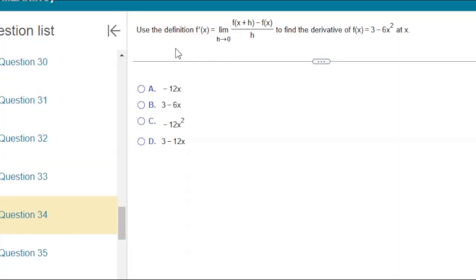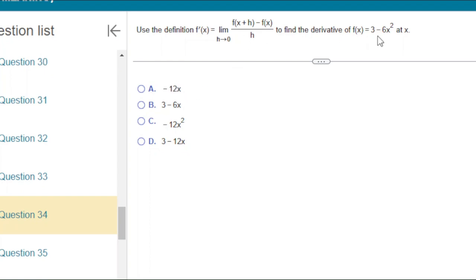By the way, there's another problem later on here. Use the definition f prime of x equals this to find the derivative of this at x. Well, you don't need to use the definition. If you want to just use the rules, that's fine. In fact, what is the derivative of this? Well, the derivative of 3 is 0. The derivative of negative 6x squared is just going to be negative 12x, right? In fact, that's the answer right there. That's f prime of x.